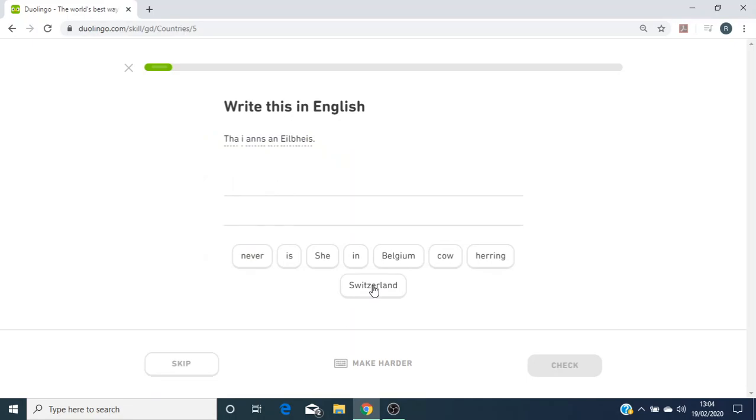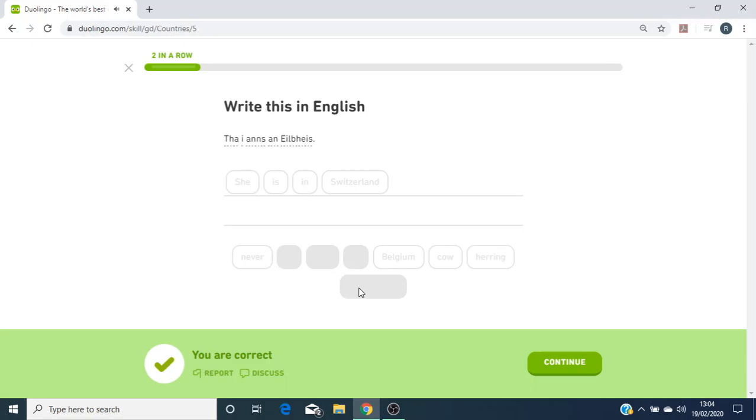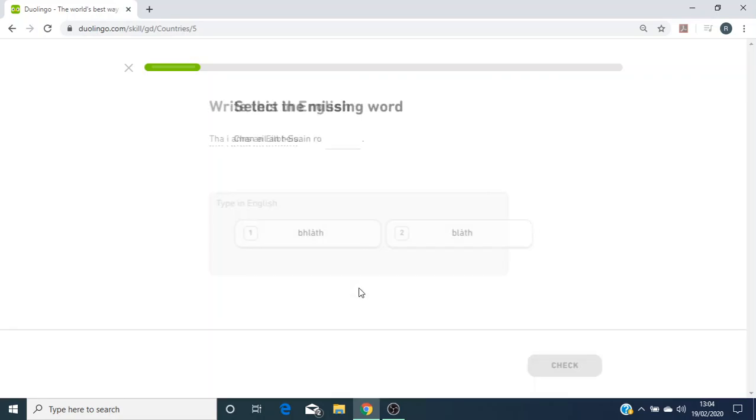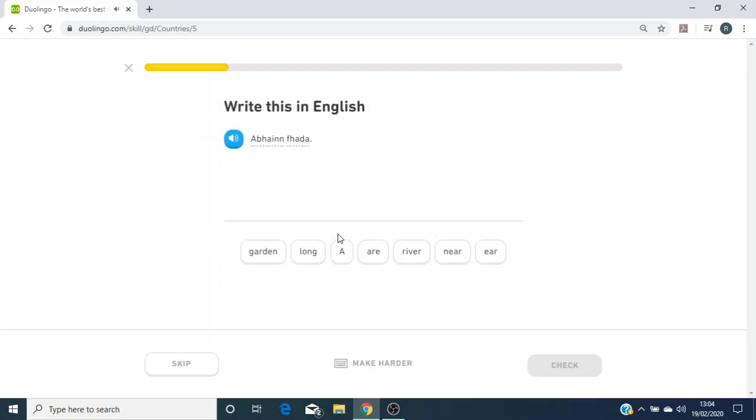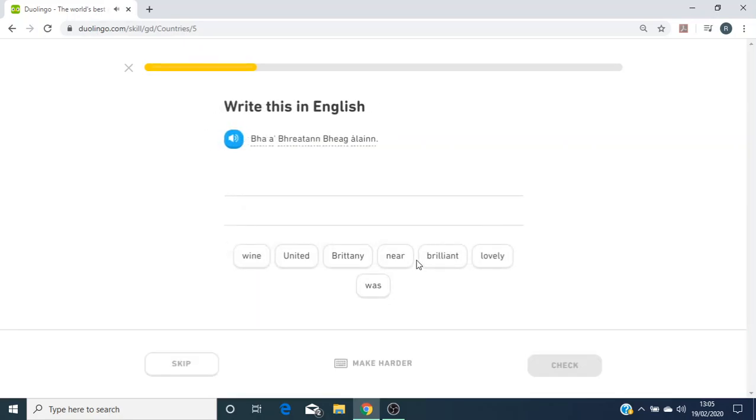She is in Switzerland. Yeah, that's a really strange translation for Switzerland. Elvish. Is that where they think Lord of the Rings was set? Sweden's not too warm. Ain is a river, a long river. I don't think we've come across that word before, not in Duolingo, I've come across it in other instances.